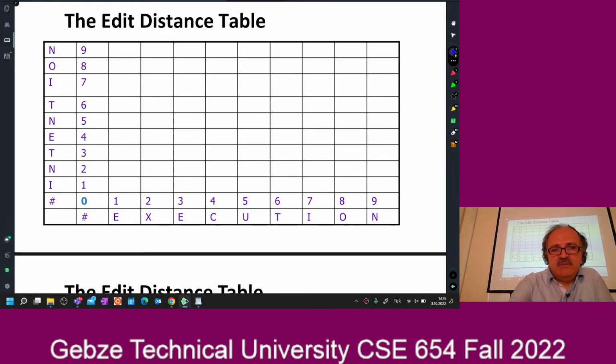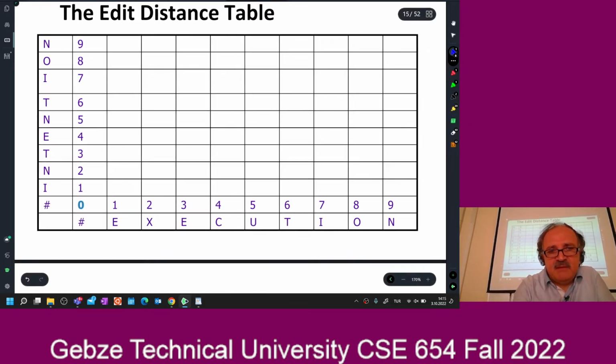So I put 1, 2, 3. What is the meaning of this 9? What is the minimum edit distance between a null string and execution? Well, I know I need to insert 9 characters. Or what is the edit distance between intention and a null string? You need to delete 9 characters, right? I know this. So let's continue filling in this table.